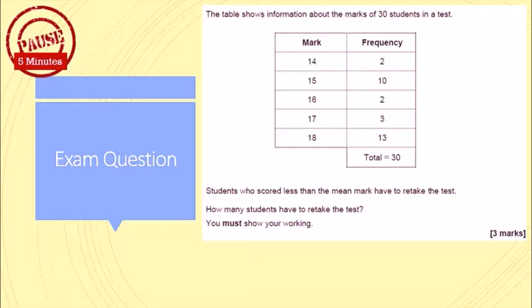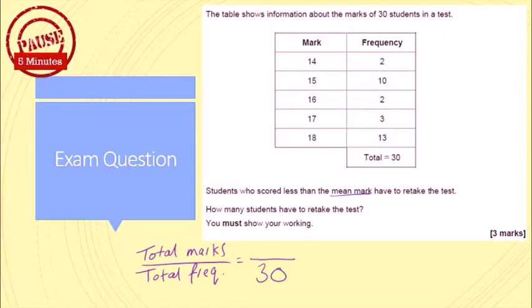Right, brilliant, well done guys. So now the mean mark would be the total number of marks divided by the total frequency, or how many pupils there were altogether. And in this particular question, we don't need to calculate because it tells us that there are 30 students who took the test. So all we really need to calculate is how many marks those 30 students got in total. Again, don't forget to multiply, so the first row is 14 times 2, which is 28. That means the 2 pupils who got 14 marks got a total of 28 marks.